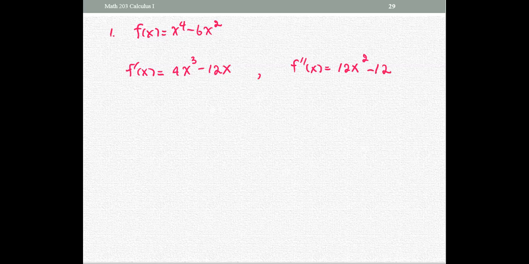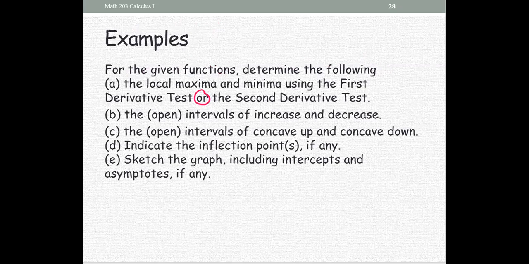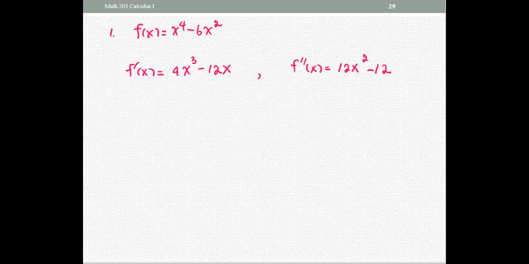To use the first derivative test, I'm going to go a little out of order, because on the way to finding the local max and local min, we can identify the intervals of increase and decrease, and concave up and concave down. So we can work on B and C even before we get to the summary of the first and second derivative tests. From the first derivative, remember the slope is f prime, right? We can use the derivative to identify the intervals of increase and decrease.